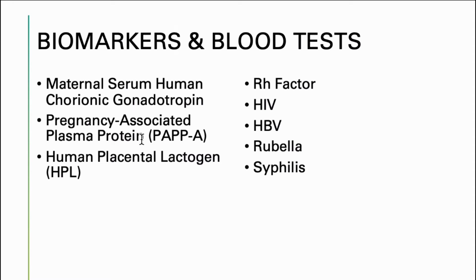The other thing we look at is another type of protein called pregnancy-associated plasma protein, or PAPP-A. There is also human placental lactogen, or HPL. These are some of the tests you look at, and depending on what their values are, they mean different things.